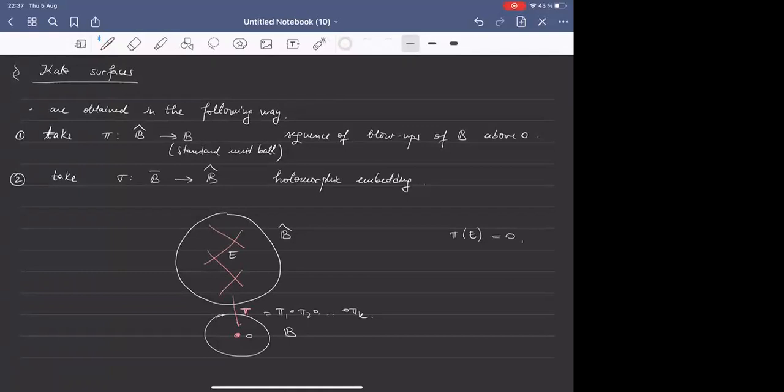Now let's take sigma, a holomorphic embedding of the ball. So the image of the ball via sigma is a relatively compact set here. So this would be sigma of the closed ball.